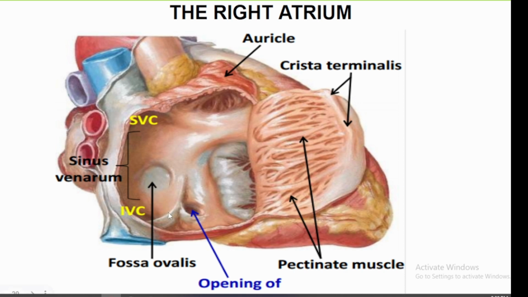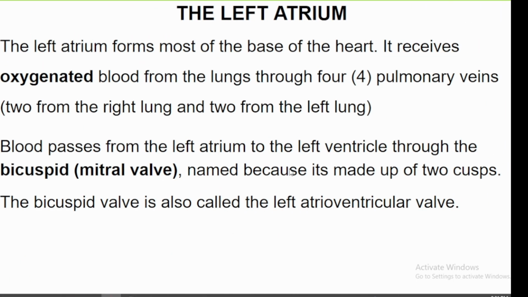Then we have the fossa ovalis, which is the depression right here. Then we have the opening of the coronary sinus, which collects deoxygenated blood from the heart walls themselves. You understand? And we can also see our pectinate muscles right here. So this is the anterior surface of what? Of the right atrium. Are we following?